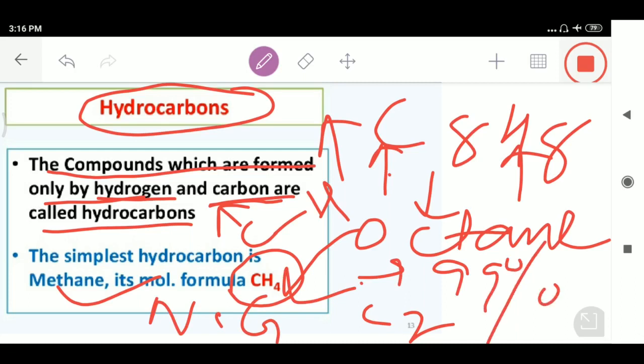So hydrocarbons are the compounds made up of hydrogen and carbon only. If somebody asks you what these hydrocarbons are, they are the compounds containing hydrogen and carbon. This was the introductory lecture regarding hydrocarbons. Now we have the types of hydrocarbons. One is saturated hydrocarbons and another is unsaturated hydrocarbons.